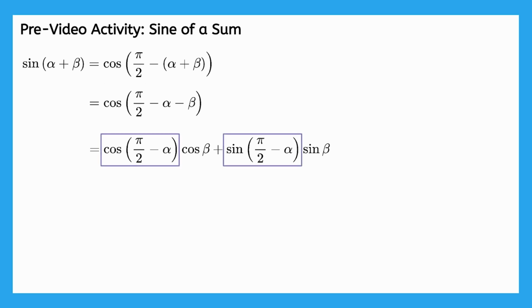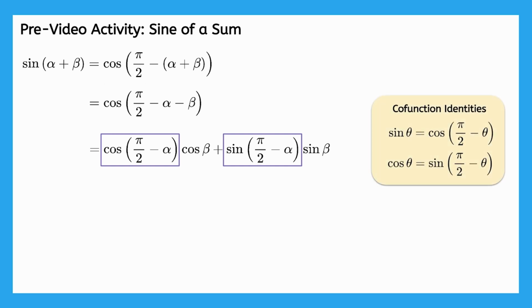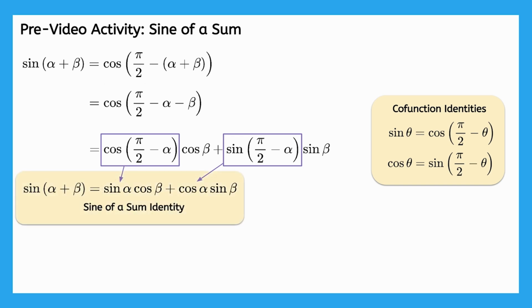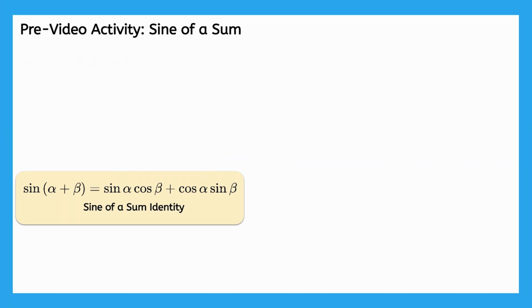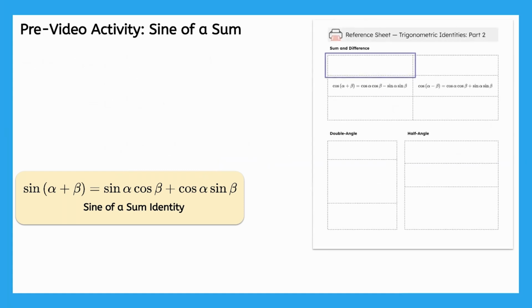These expressions remind me once again of the cofunction identities. We can replace cosine of pi over 2 minus alpha with sine of alpha and sine of pi over 2 minus alpha with cosine of alpha. This results in our sine of a sum identity. Record this identity in this slot of your reference sheet. Pause the video to do so now.